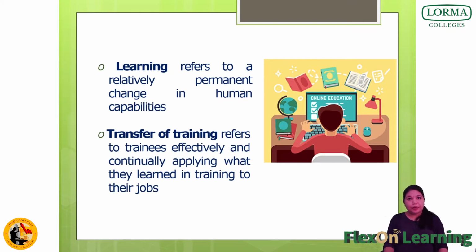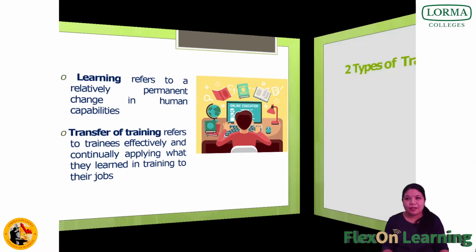Learning refers to a relatively permanent change in human capabilities. And when we say you learn, it means you'll be able to apply what you have learned from the topics that you receive or from the trainings or seminars that you have attended. So, transfer of training refers to trainees effectively and continually applying what they learn in training to their jobs.